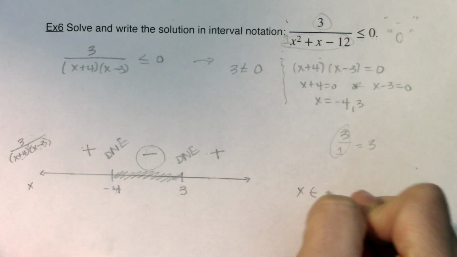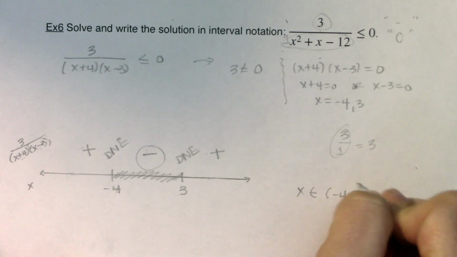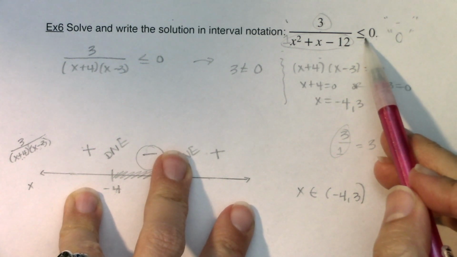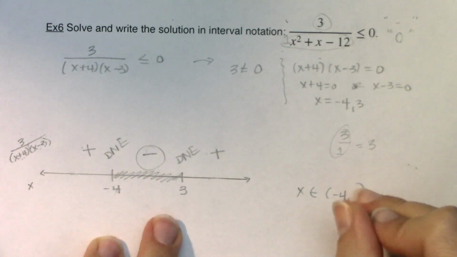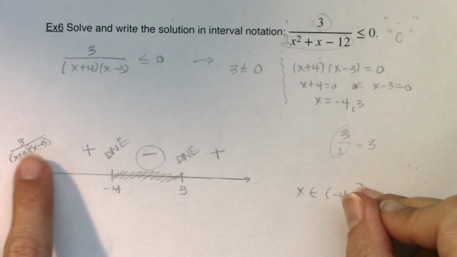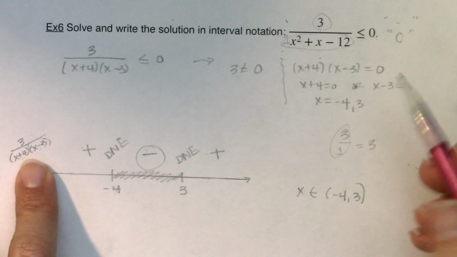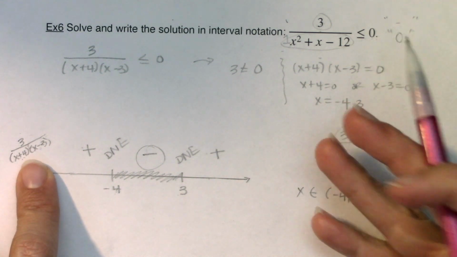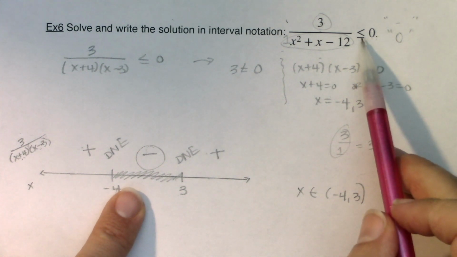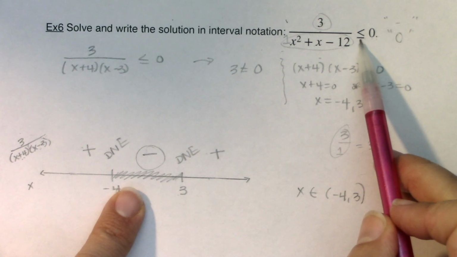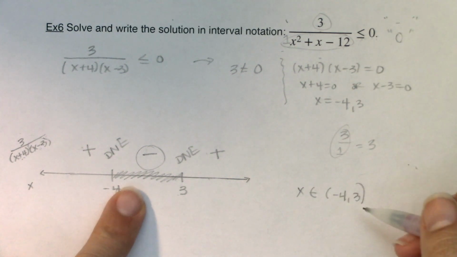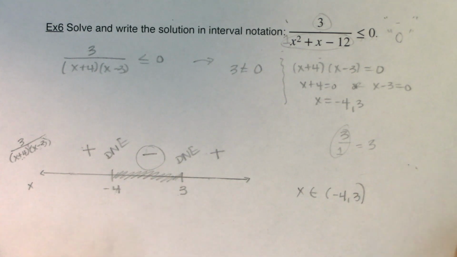So my answer is ultimately going to be negative 4 to 3 with parentheses. And you might be saying, well, you had an equals to symbol here. Why don't you put the brackets? And that's because negative 4 and 3, if you plug them into this rational expression, the fraction doesn't exist. And if something doesn't exist, we can't include that in our write-up. So even though typically when you have a less than or equal to or greater than or equal to, you kind of expect brackets, these are going to be parentheses because these two x values are producing DNEs.